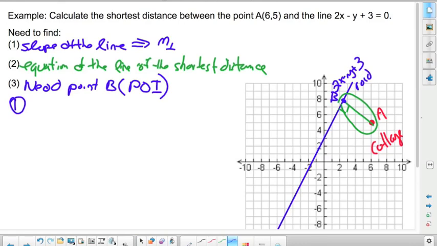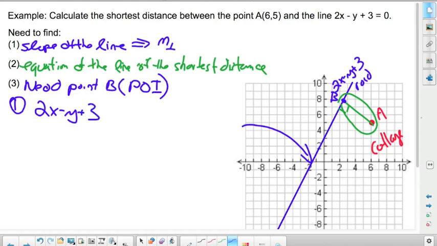Well, how do we get the slope of our equation of a line? Put it in y equals mx plus b. We need the slope of this line. That's what Alex said, right? We need the slope of that line so we get the slope perpendicular to it. So how do we get the slope of that line? Just look at the line. Yeah, I mean, we have the equation of the line, right? The equation of the line is 2x minus y plus 3.